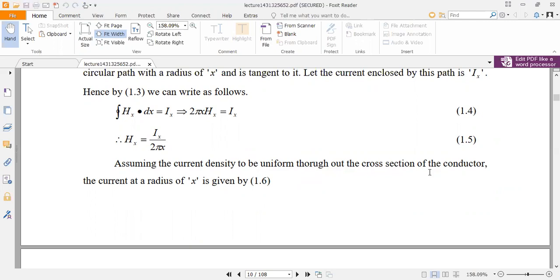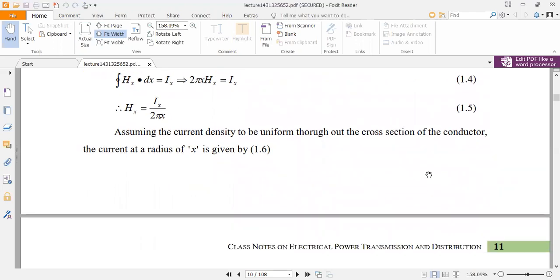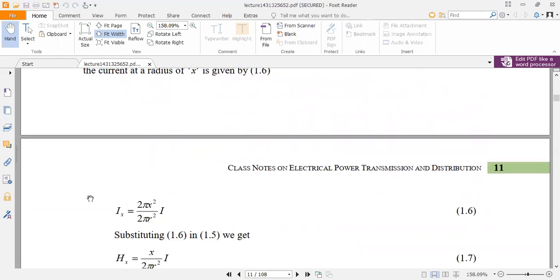The current at the radius r. So here is the formula of the current density in the section below, that is, the value of Ix, the current density. So the value of the current density is Ix equals 2 pi x square upon 2 pi r square multiplied by I. This is the formula of the current density. This is an already calculated formula.